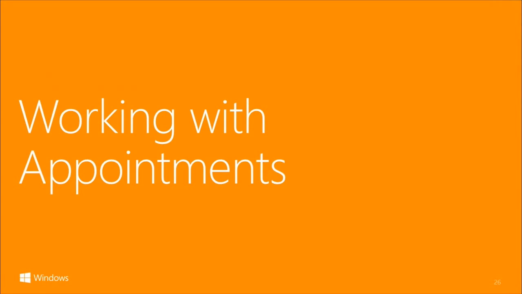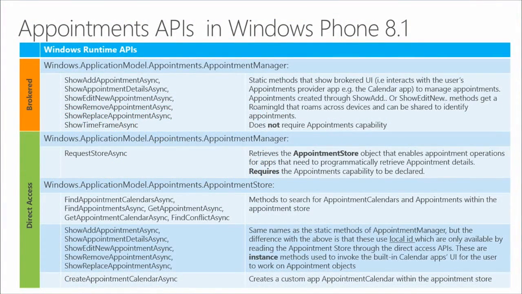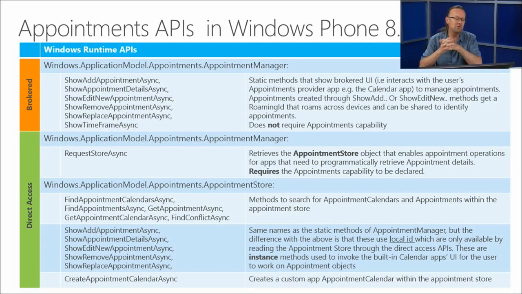Right, lastly and not leastly, working with appointments. Whoa, what a complicated slide. Actually, this is kind of similar to the one I showed for contacts. We've got brokered APIs where you don't need the appointments capability, and it calls into the built-in calendar app. And there's a whole bunch of APIs you can call: show add appointment async, show appointment details async, show edit new appointment async, show remove appointment async, show replace appointment async, show time frame async.